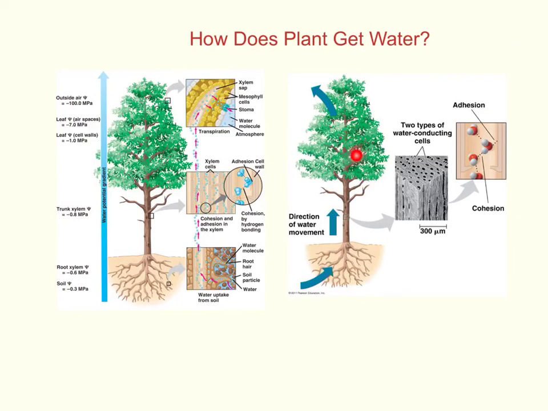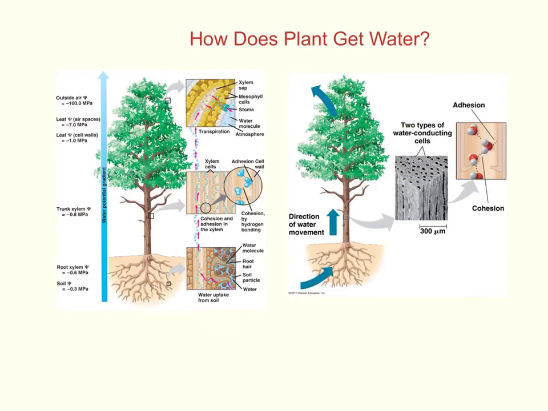But remember, the plant is making its own food. It is an autotroph still. Also remember, there are two types of water conducting cells, the xylem and the phloem. And the phloem, again, is a two-way system, where the xylem moves water in only one direction. And really, that pretty much summarizes how water is transported.